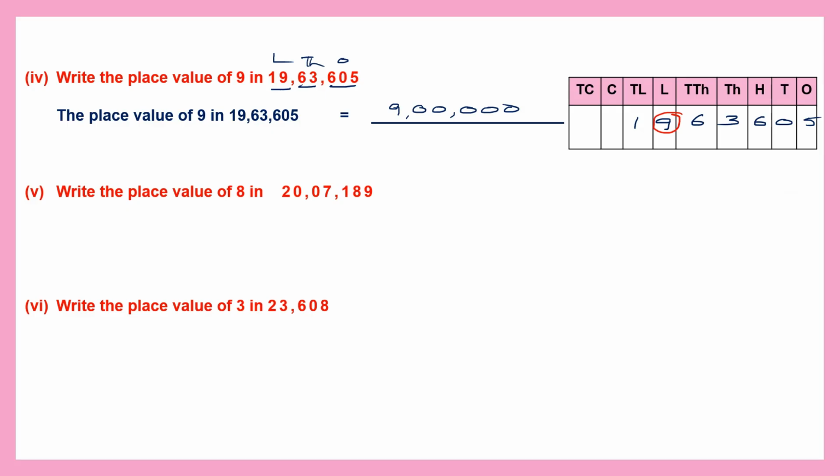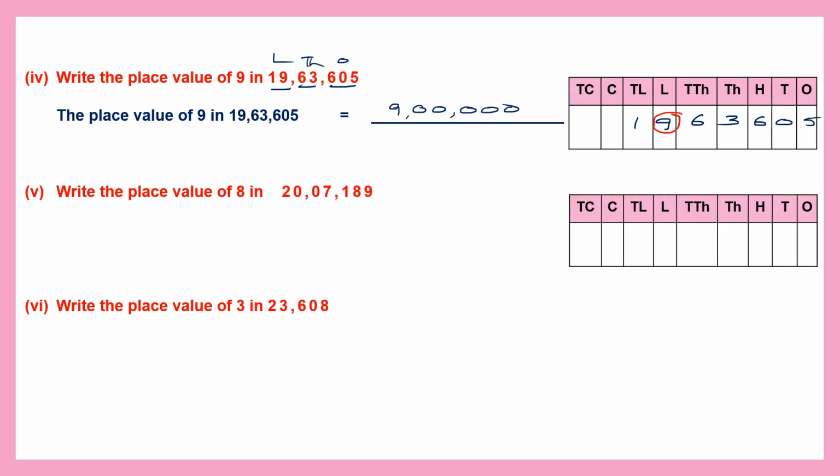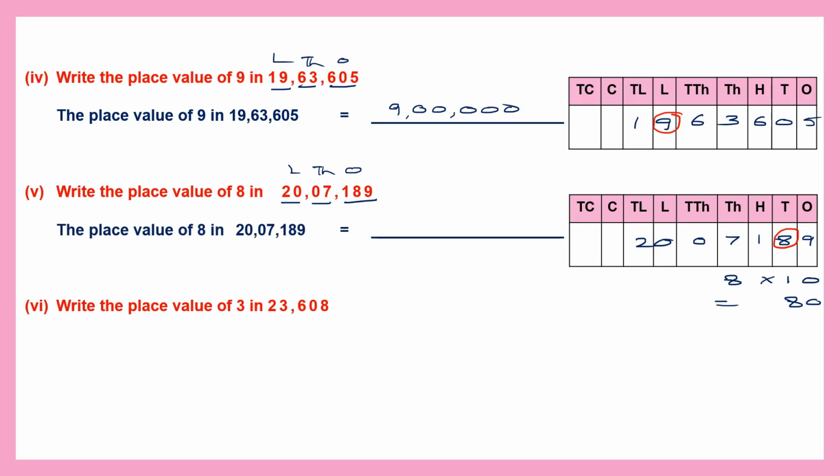Next number, write the place value of 8. So let's get our place value chart. In the ones period, we have 189. In the thousands period, we have only 7. So that is 07. And in the lakhs period, we have 20. That is 20 lakh. Now we have to find the place value of 8. And as you can see, 8 is in the tens place. So that is 8 into 10. 8 into 10 is 80. So the place value of 8 in this number is 80.